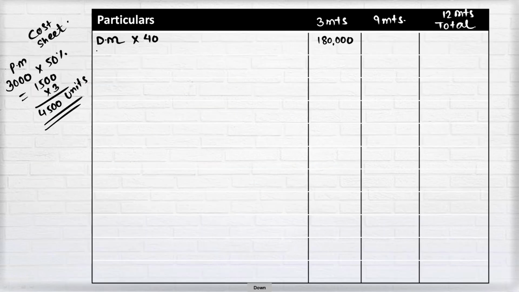Alright. So direct labor is how much per unit? 30. Now, what will be 1 month pay of labor? 1,500 into 30. Can you tell me what is the answer? 45,000. But you will not have to pay them 45,000. You will have to pay them 48,000.